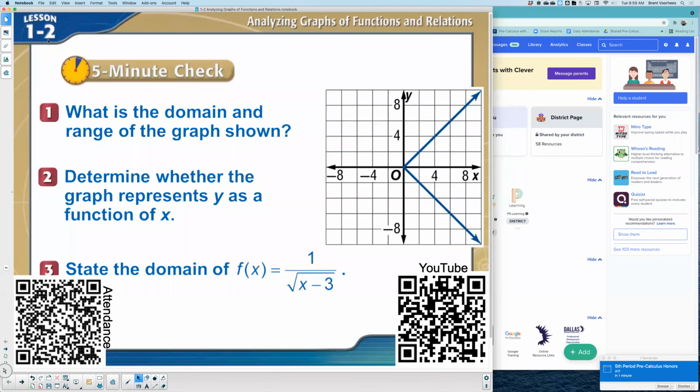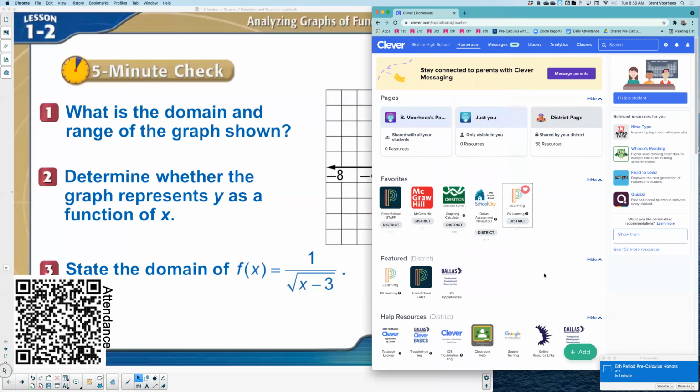So if we're taking a look at lesson 1-2, let me show you how you would get into everything from PowerSchool Learning. I'm in on Clever. If you go through Clever, you can just click the PowerSchool Learning. There's your icon.